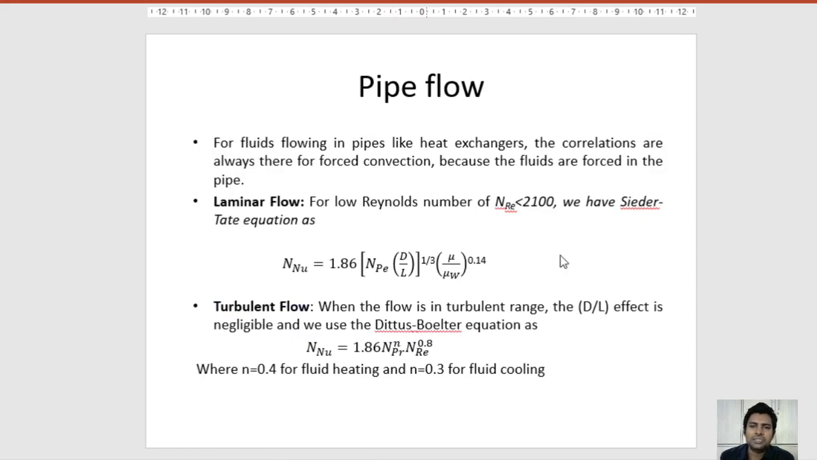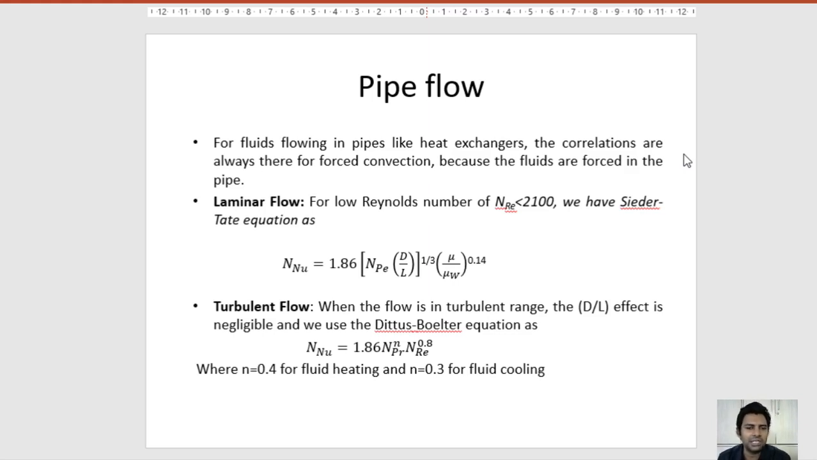Now, see the pipe flow. For fluid flowing in pipes like heat exchangers, the correlations are always there for forced convection because the fluids are forced in the pipes. So, for the laminar flow where the Reynolds number is very low, less than 2100, we have the Seider-Tate equation, and for turbulent flow where the Reynolds number is high enough, the D by L effect is negligible, and we use the Dittus-Boelter equation stated below.